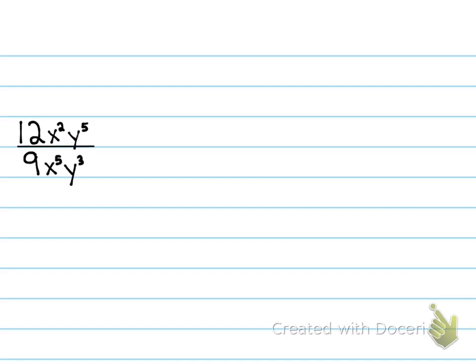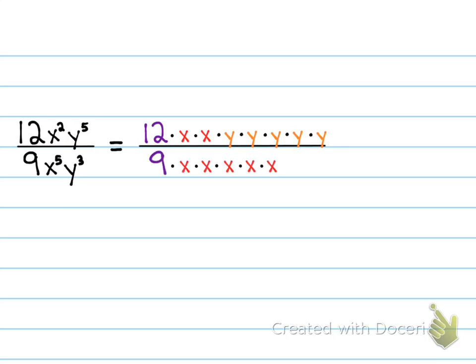Let's look at another one like that. So now I've got 12x squared y to the 5th. And then in the denominator, I've got 9x to the 5th, y to the 3rd. And looking at this, you can see that I'm going to be left with some x's down on the bottom, and that's certainly okay. So let's cross out our x's that we can. We've got 2 there that can cancel out. And let's cross out our y's that can be canceled out.